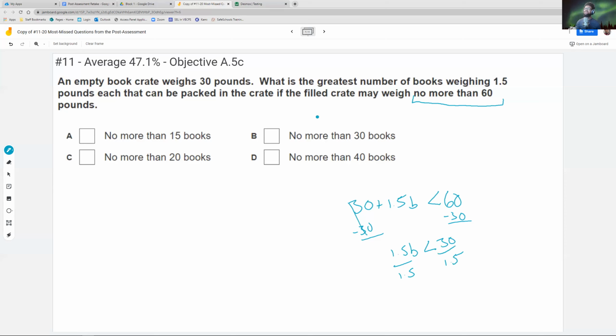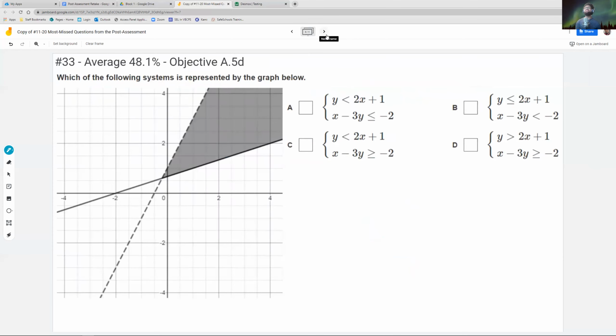The tricky part here isn't the math, it's the setup. So you want to make sure you're careful with these and you keep in mind those keywords that we use when dealing with inequalities, okay? And once again, this is one, if you need help, come back to Zoom chat and let me know and I'll help you. The next one we have says, which of the following systems is represented by the graph?